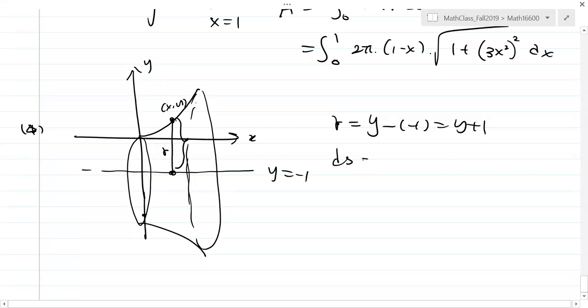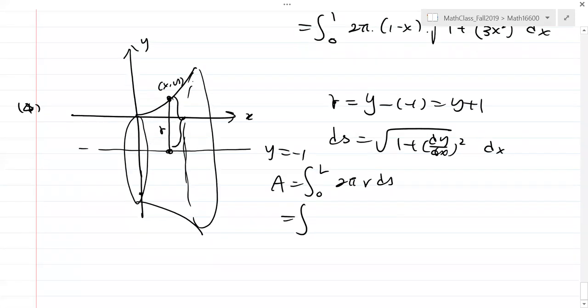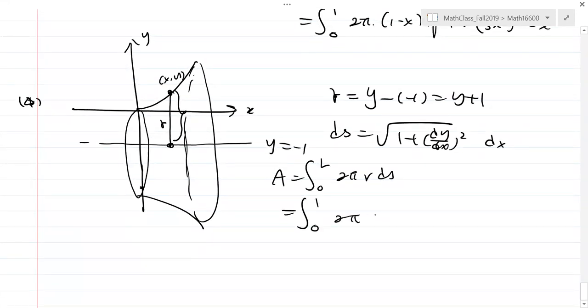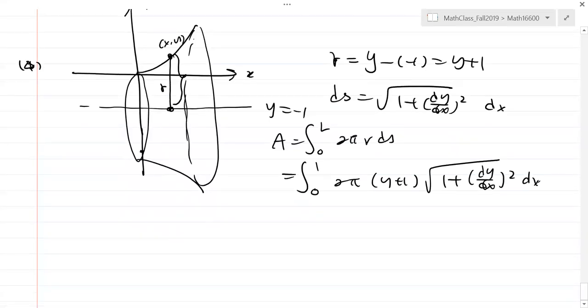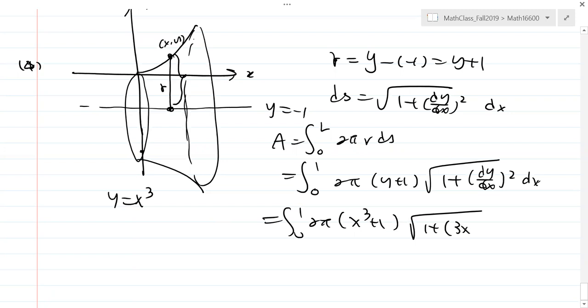Ds is still going to be the square root of 1 plus (dy/dx) squared dx. That's all I needed. Then the formula: it's the integral from 0 to L of 2 pi r ds. Then I change it to the x variable. X still goes from 0 to 1, 2 pi (y plus 1) times the square root of 1 plus this. Then you replace y. What is y? Y equals x cubed. So you plug in: 2 pi (x cubed plus 1). And here x and y are the coordinates of a point on the curve, times the square root of 1 plus 3x squared, squared, dx.